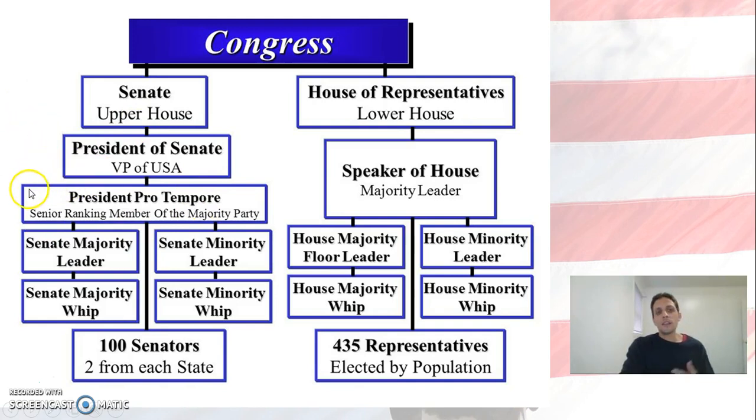Similar, the next position below is something called the President pro tempore, and this is simply the senior ranking member of the majority party. So it's the person who's been in the Senate the longest, and technically they're the head of the Senate, but again, they're more of a figurehead in a lot of ways than the actual person who holds a lot of sway within the Senate and is making a lot of leadership decisions.